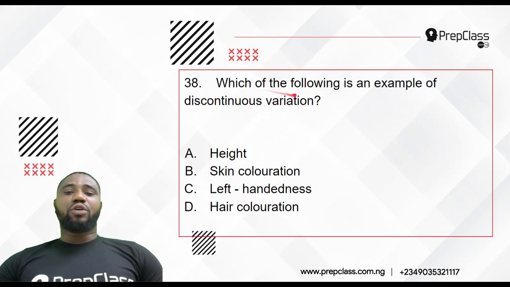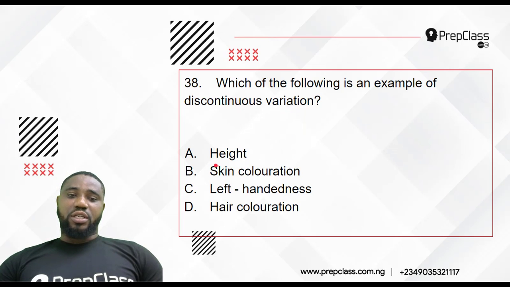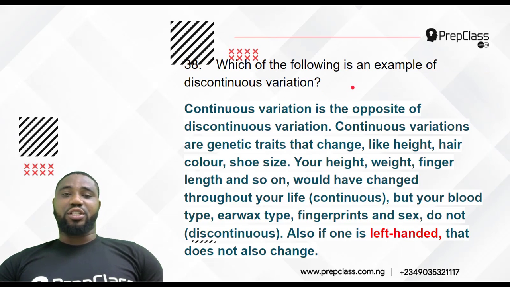38. Which of the following is an example of discontinuous variation? We know that variation is the physical observable differences between members of a species. Like you may be tall, your sister may be short, you may be light, your brother may be fair. That's variation. That's physical observable differences. There are two major types: continuous and discontinuous. Now, they're asking us which of the following is discontinuous variation. Is it height? Is it skin color? Is it left-handedness? Is it hair coloration? It can be confusing, but I'll help you on how to differentiate the two.